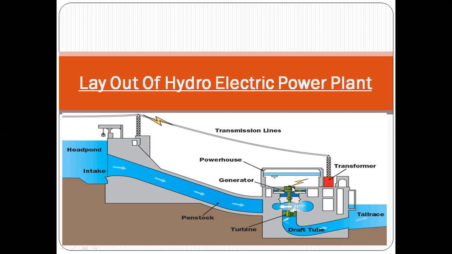Now from this generator, three-phase power will be generated. It is transferred to the transformers, that are called step-up transformers, and after that we have a transmission line.